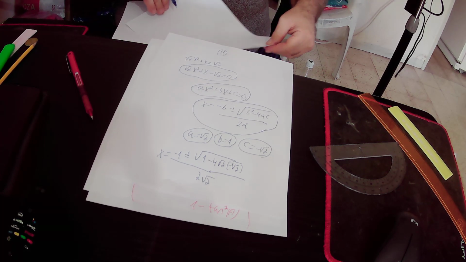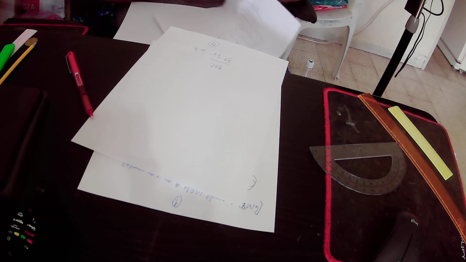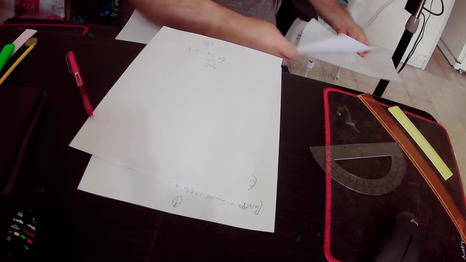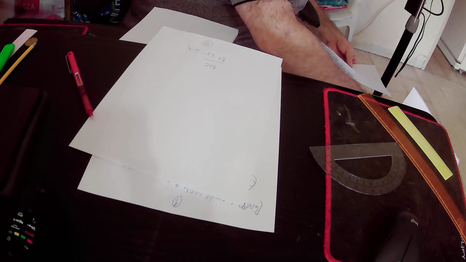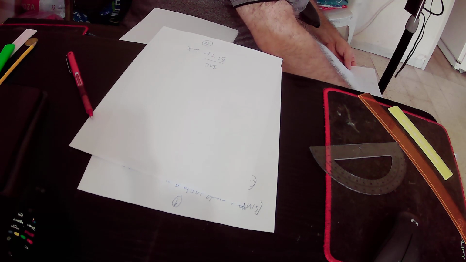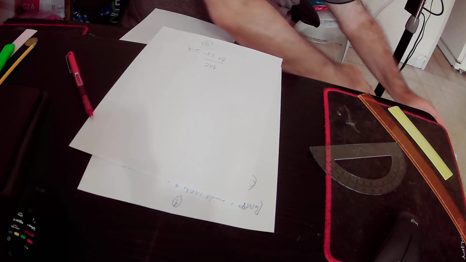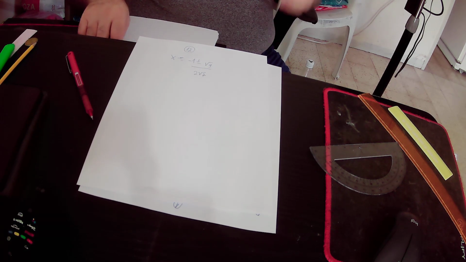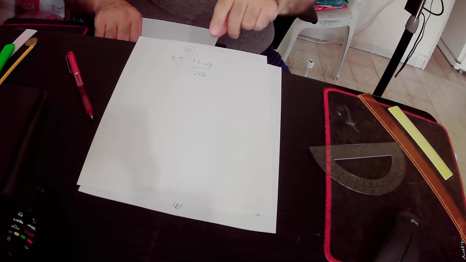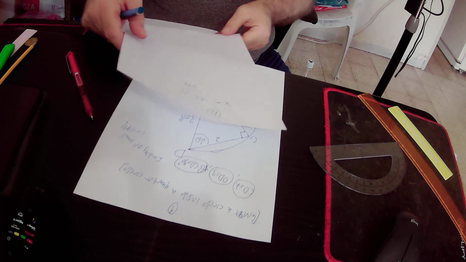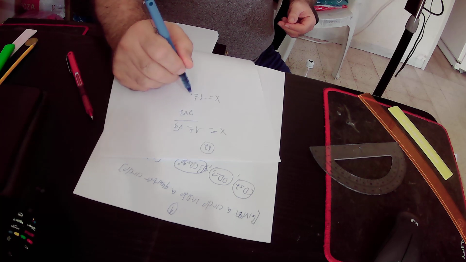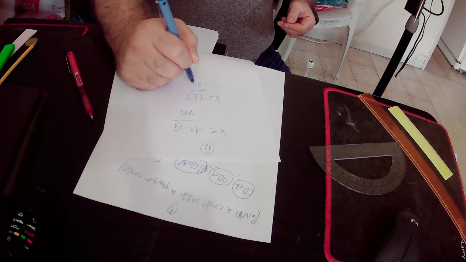So we got that x equals minus 1 plus minus root 9 over 2 times root 2. The root of 9 is 3, so I write it down. x equals minus 1 plus minus root of 9, which is 3, over 2 times root 2.